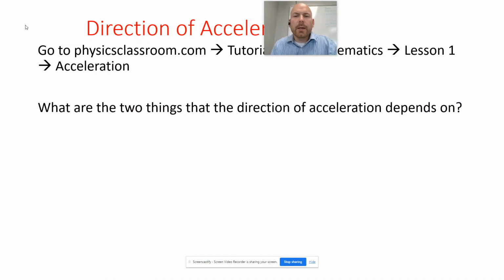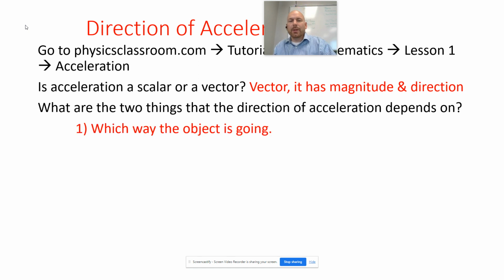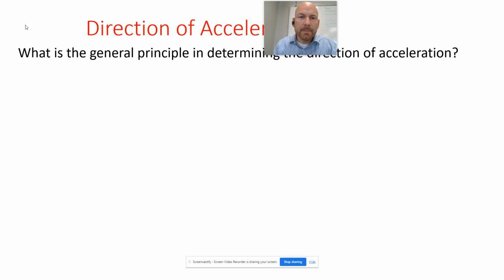Two things that the direction of acceleration depends on. Number one, is acceleration a vector or scalar? It is a vector. There is magnitude and direction. Direction depends on, number one, the way the object is traveling, which way the object is going, and secondly, if the object is slowing down or speeding up.